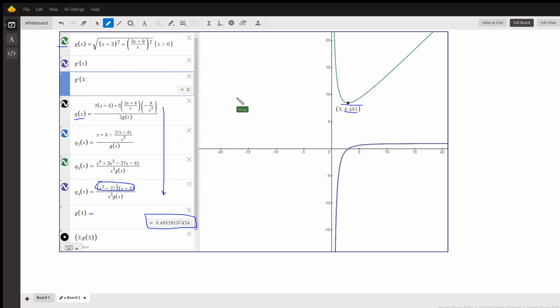Of course, you'd have to apply first or second derivative tests to show that that's a minimum, but we'll leave that to you.